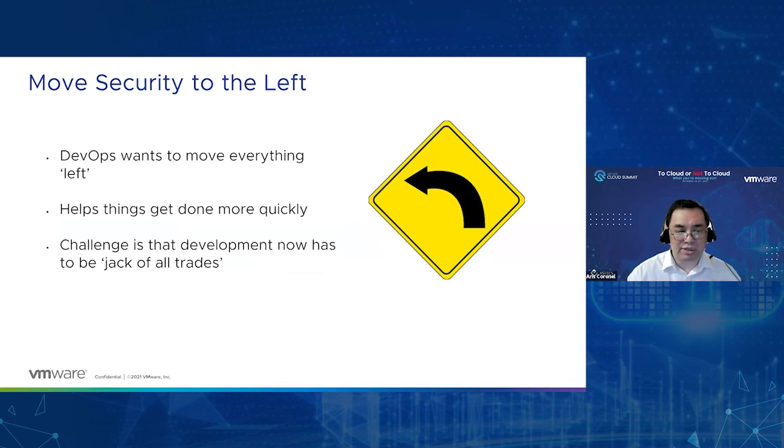Right? And just like everything else in DevOps, security has to be moved to the left. And it has to be done in a manner that's quicker. It has to be done by the development team. And the development team has to own this. Now, the problem is that they have to be the jack of all trades. Not only do they have to be developers, they also have to have a fundamental understanding of security.